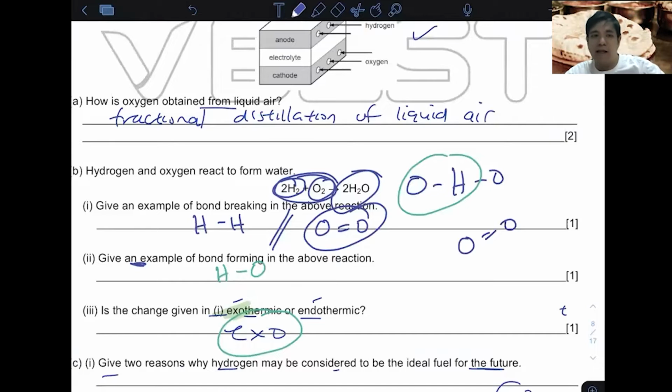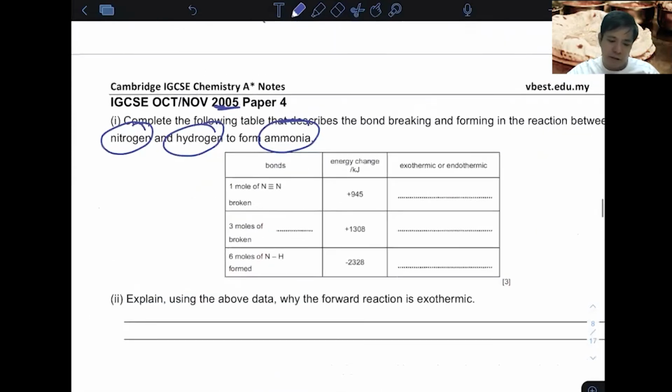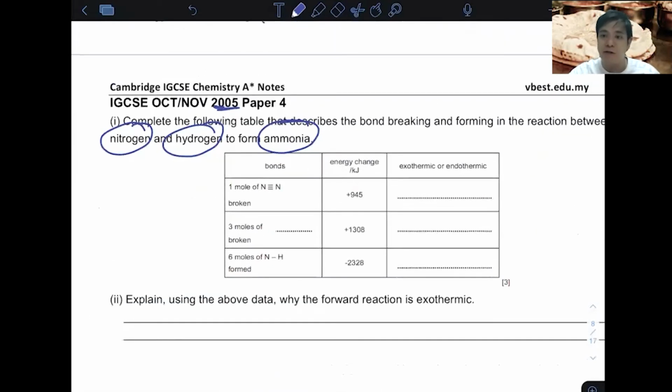They don't go too high tech. They will just stick to hydrogen, hydrogen, and oxygen, oxygen. So they expect you to know how it works. So stick to O and O is the double bond. Okay, so anyway, come back to here.